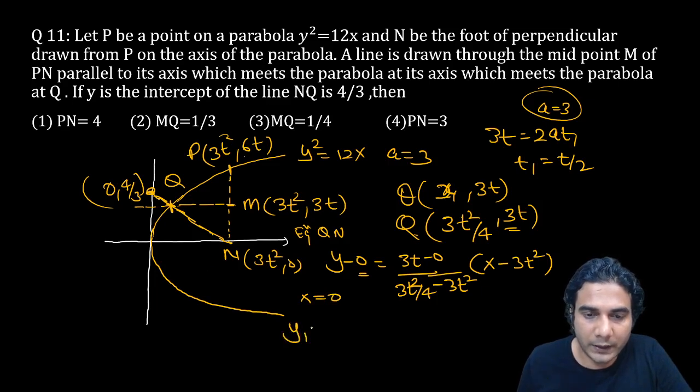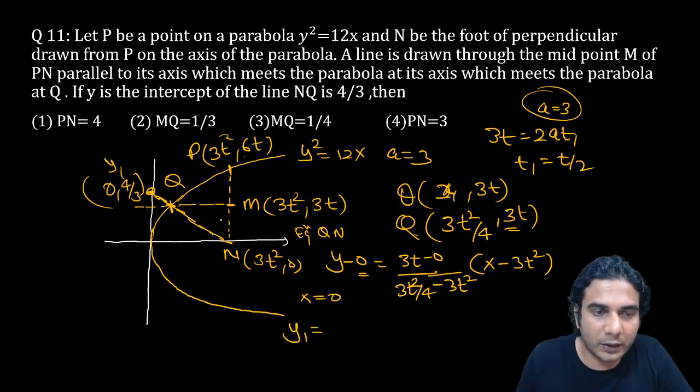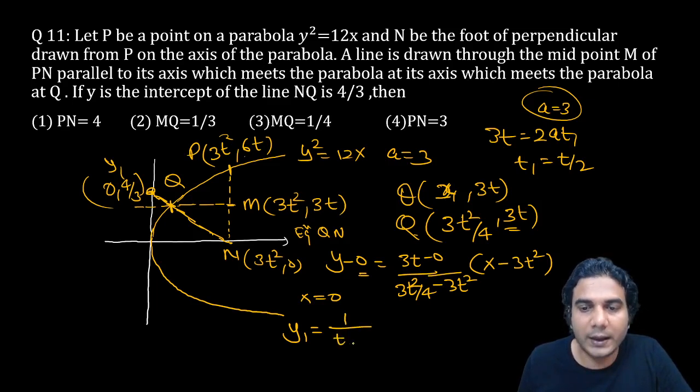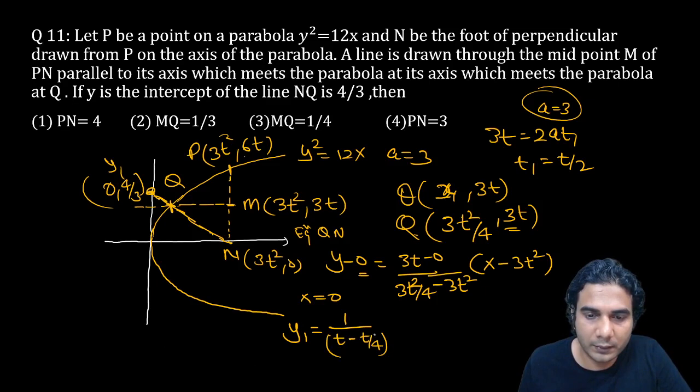So after putting, you'll get y1 is equal to 4 by 3. So y1 is equal to 3t, and you can cancel 3 and t also. You'll get 1 upon, in the denominator, t by 4 and minus t, so that is minus 3t by 4. I'll write it as t by 4 with the minus sign also. This is negative and this is positive, minus t plus t by 4. And we have put 0 here, so it will be minus 3t square.